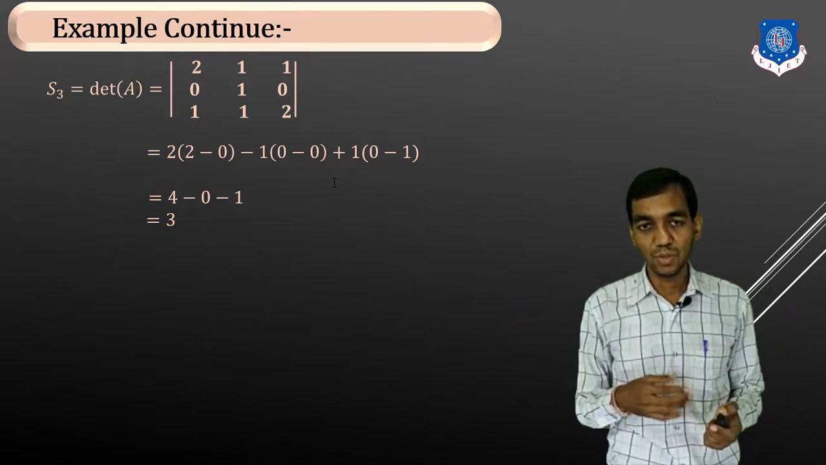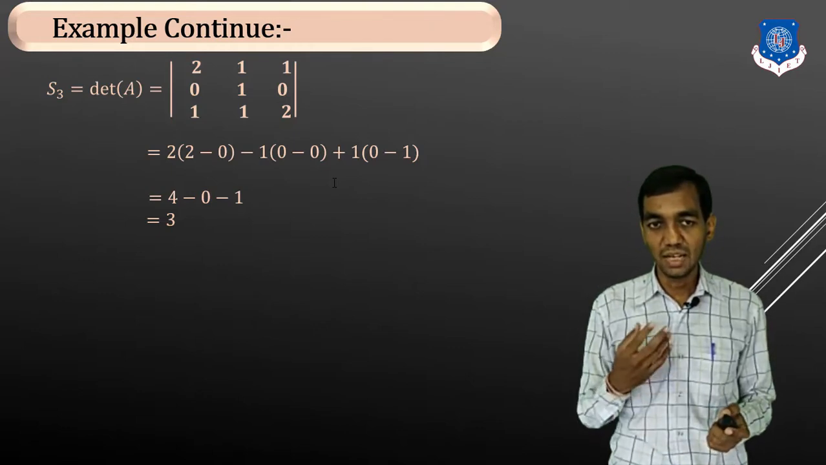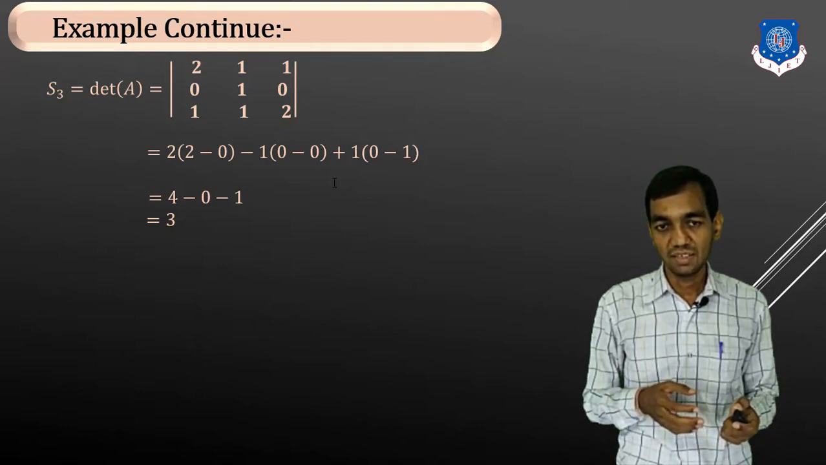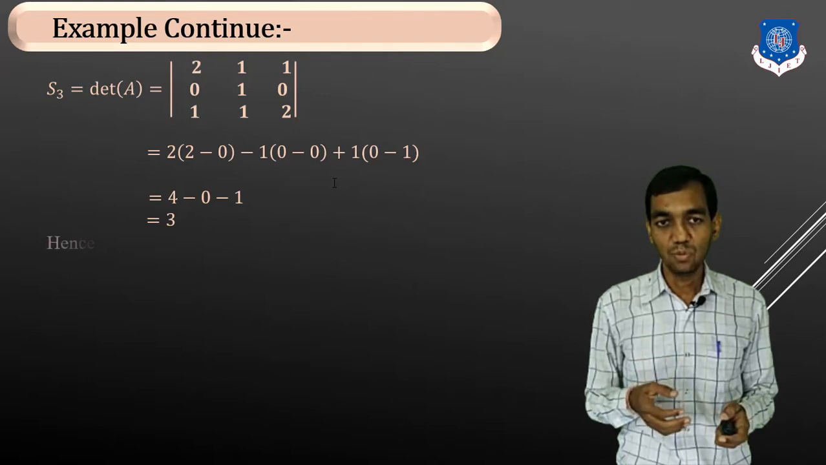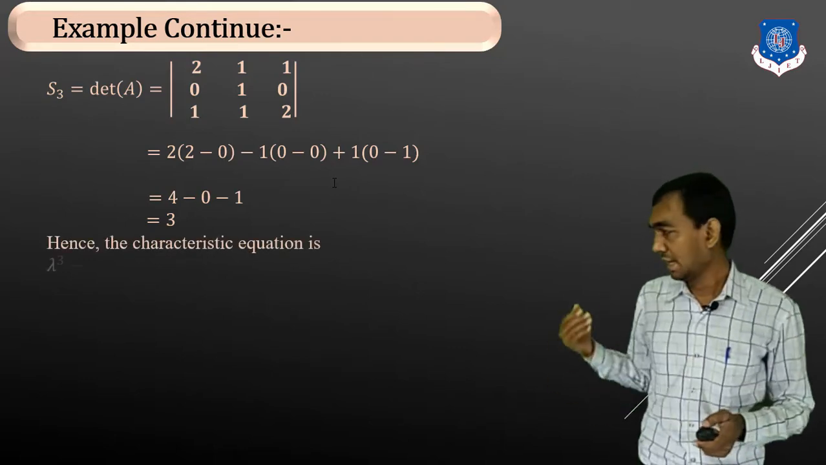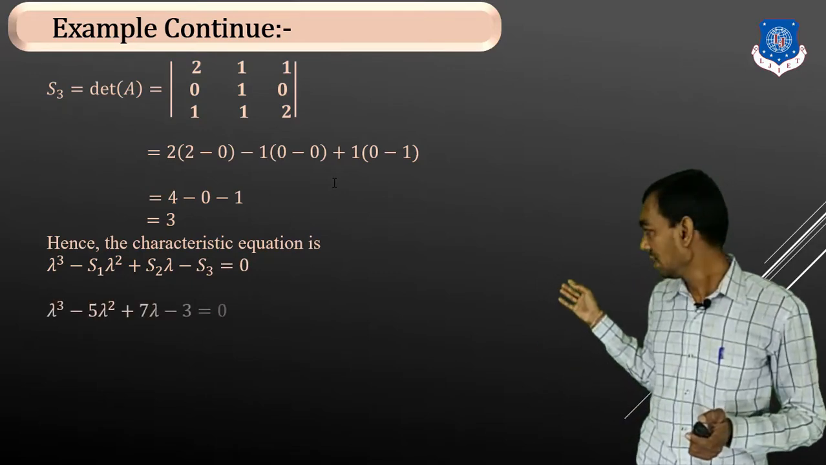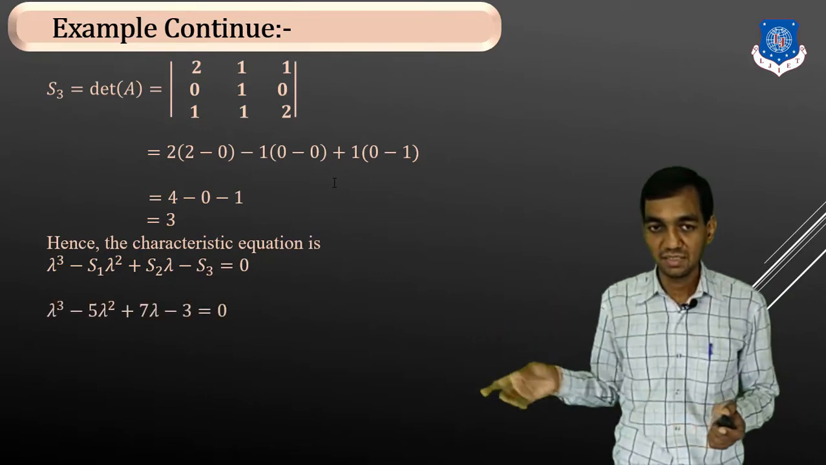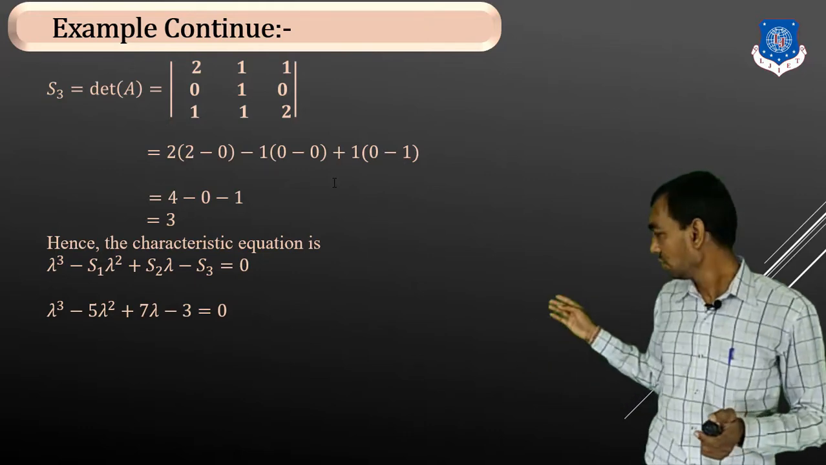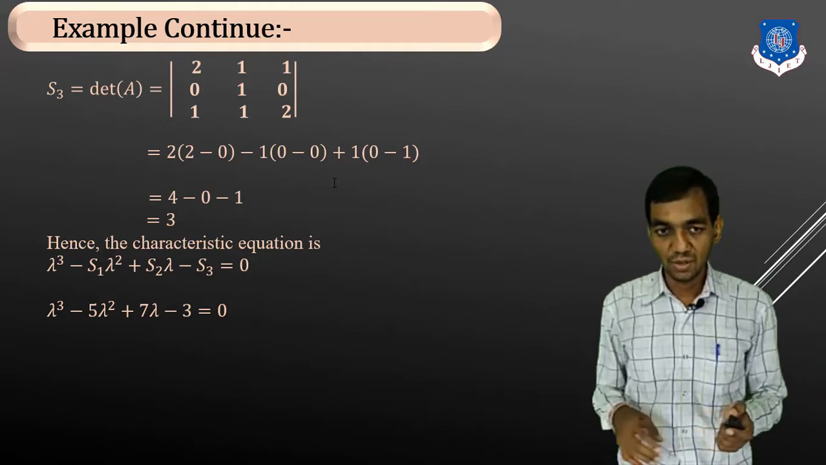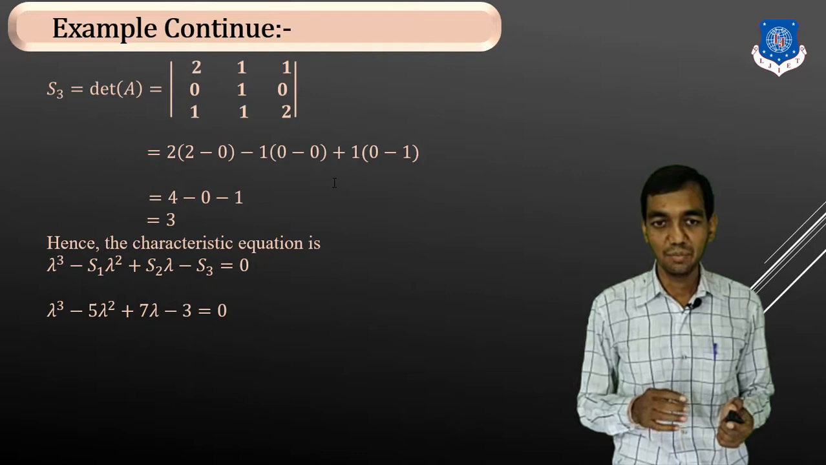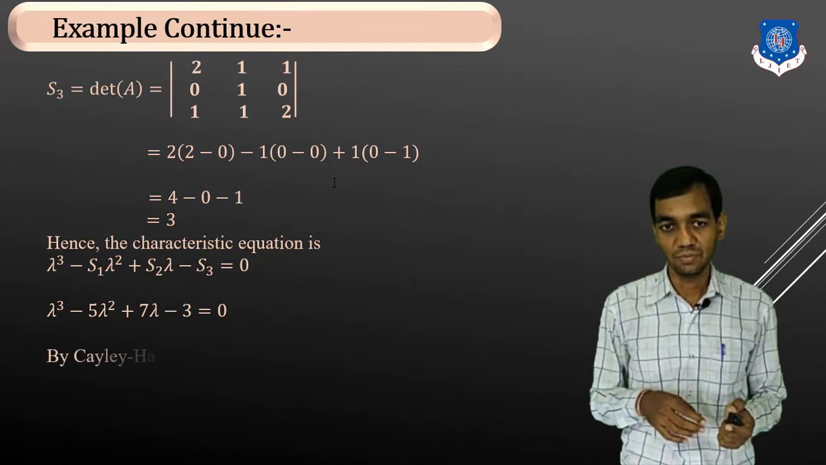So you will have 4 minus 0 minus 1. So the answer is 3. So S3 has the value 3. Now putting all these values in the characteristic equation, that will give you lambda cube minus s1 lambda square plus s2 lambda minus s3 is equal to 0. It is going to be lambda cube minus 5 lambda square plus 7 lambda minus 3 is equal to 0.